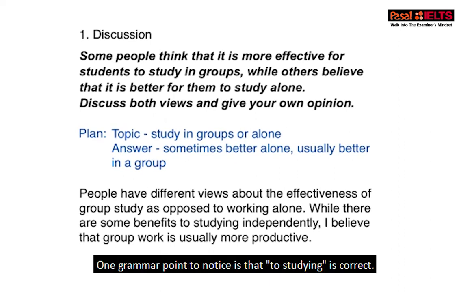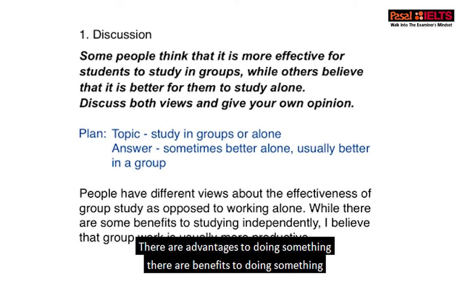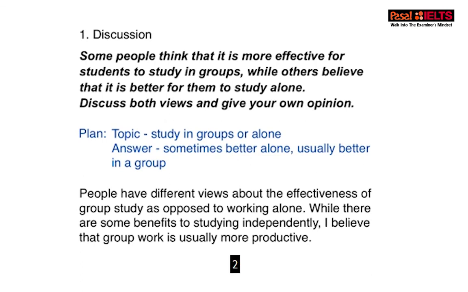One grammar point to notice is that to studying is correct. We often say there are advantages to doing something, there are benefits to doing something. So if you've learnt the rule that to shouldn't go with ing, that's not always true. This introduction is a great example of the method that I'm suggesting. 2 easy, effective sentences that do what they need to do and cover the task.